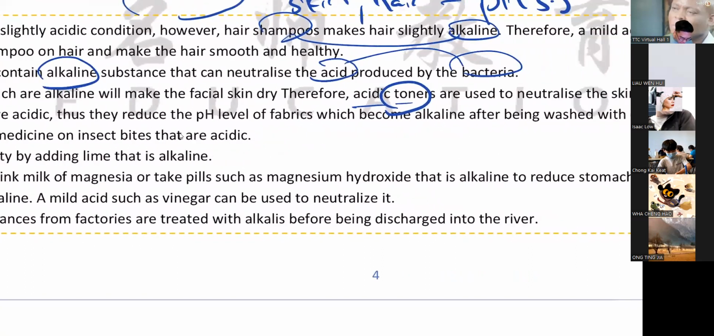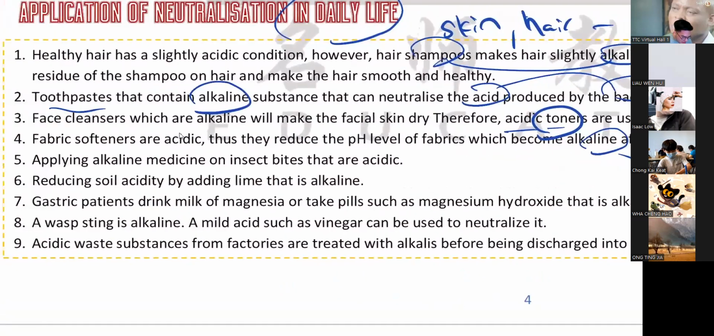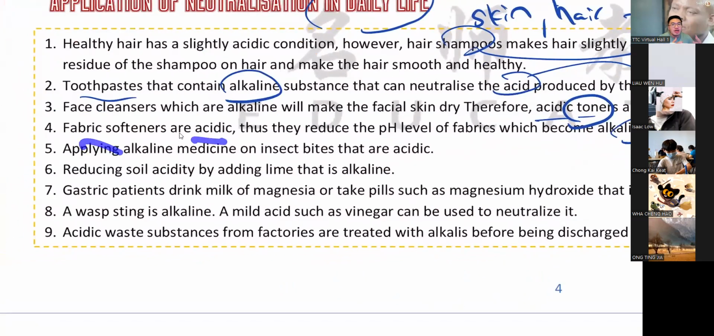Because your detergent, your washing powder, is actually alkaline. So you put some acidic fabric softener to neutralize it. It's like your hair. When your hair is too alkaline, it's very dry. When your clothes are very dry, they become very wrinkly, so you need to iron.